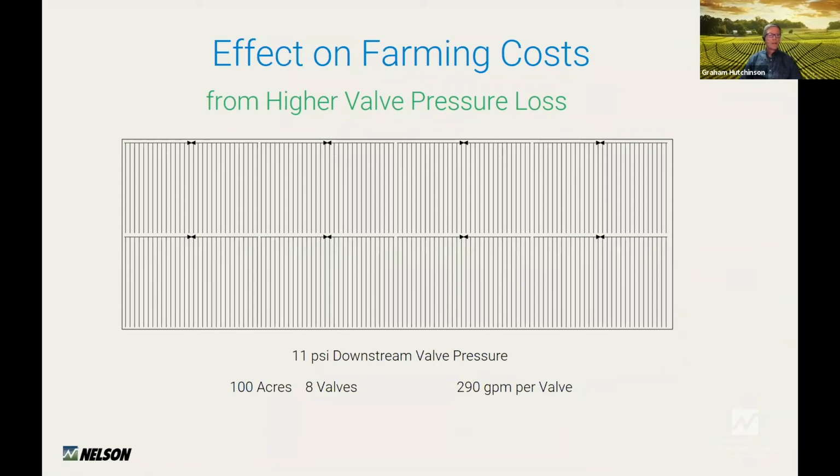So the question becomes, how does all this affect farming costs, and what is the effect to the grower? So here's an example design. It's 100 acres of drip, and I've split it into 8 blocks. Each block has a control valve, and the flow through each valve is 290 gallons a minute. And the required pressure downstream of the valve is 11 psi.